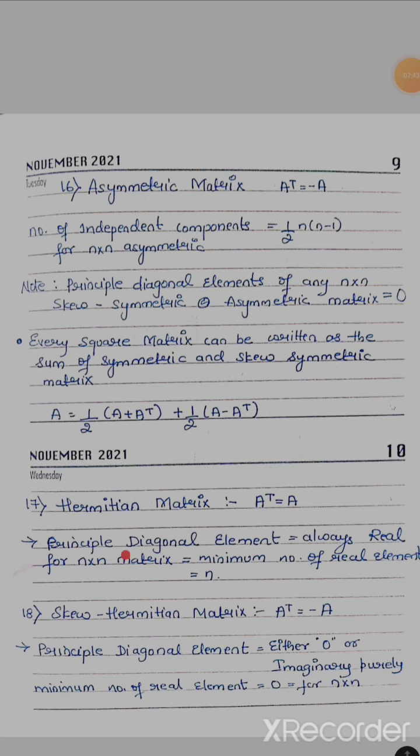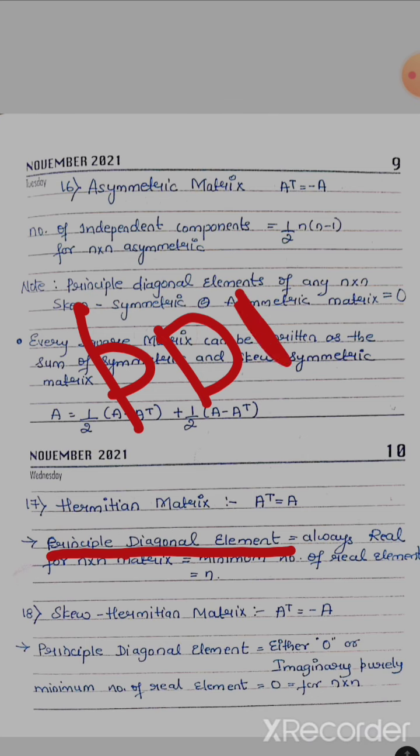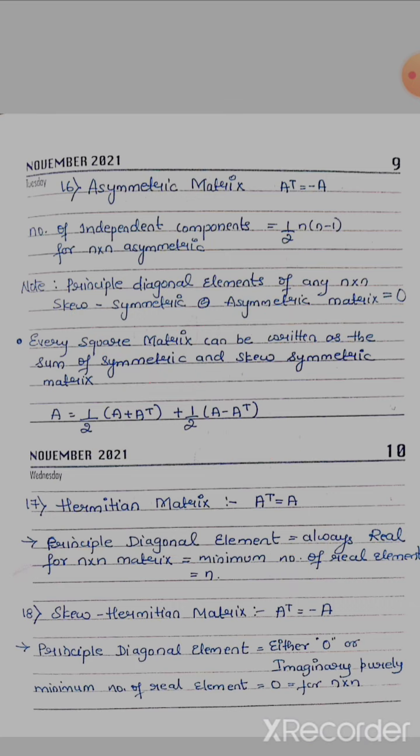Just focus on the principal diagonal elements. If you focus on the principal diagonal elements, you will directly get to know whether it is Hermitian or skew Hermitian matrix. For Hermitian matrix, it is always real. For skew Hermitian matrix, it is either 0 or purely imaginary, and here the minimum number of real elements is 0. If you remember this clearly, you can solve any questions. If they ask directly, it is going to help you out.